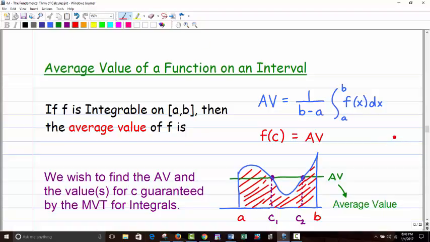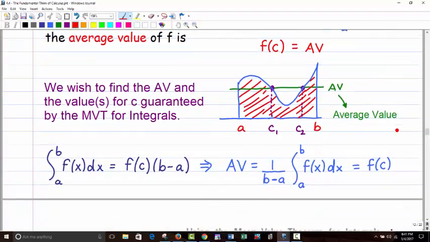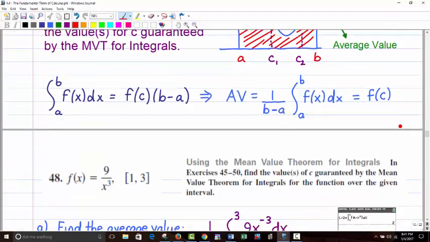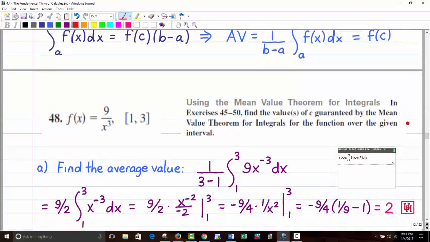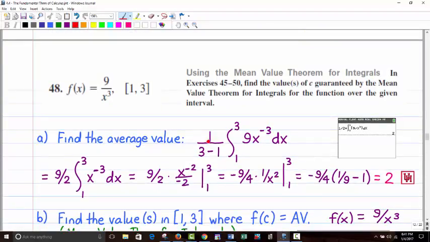So let's try this out. It's not a bad calculation. Same thing here. Okay, so we're using the mean value theorem for integrals. That's what guarantees all this, but we're actually finding the average value, and then we're going to find the value c where it equals that average value. All right, I'll speed up through the details on this part, because this is a pretty basic definite integral. I'm sure you can do it.